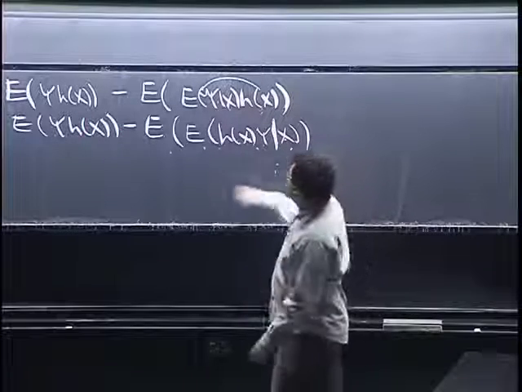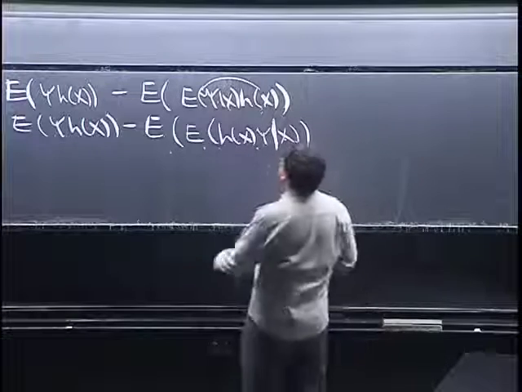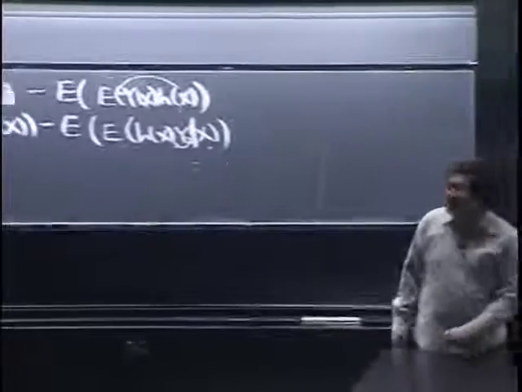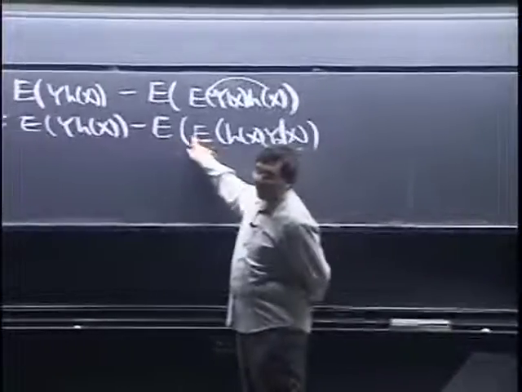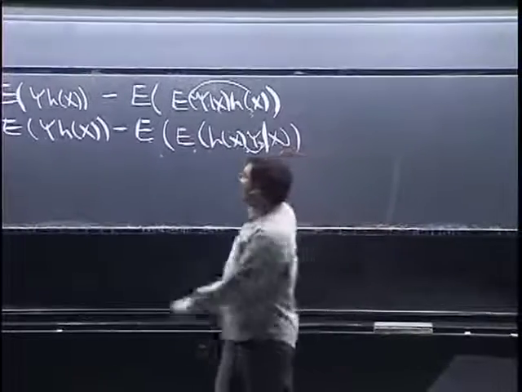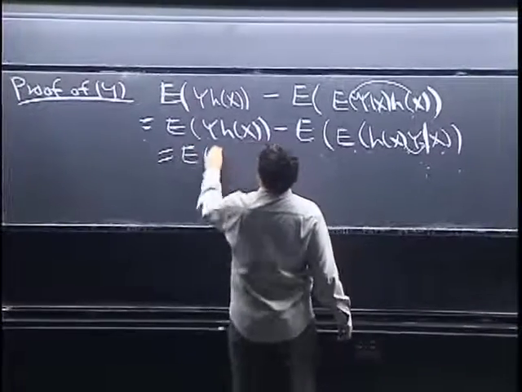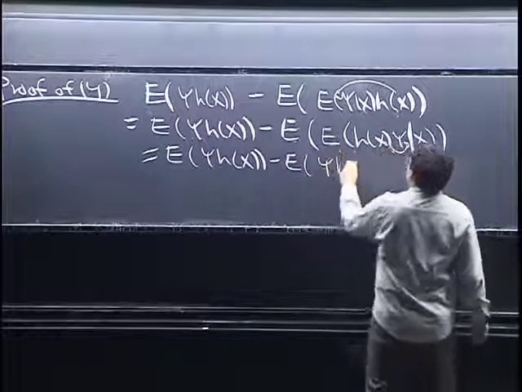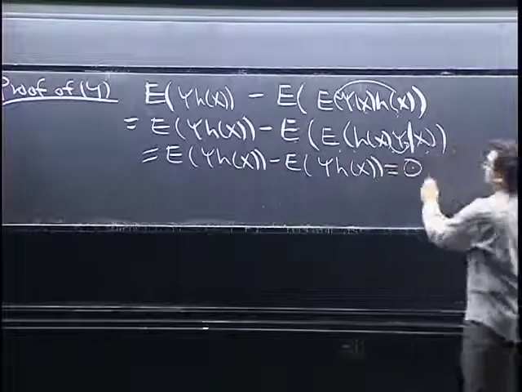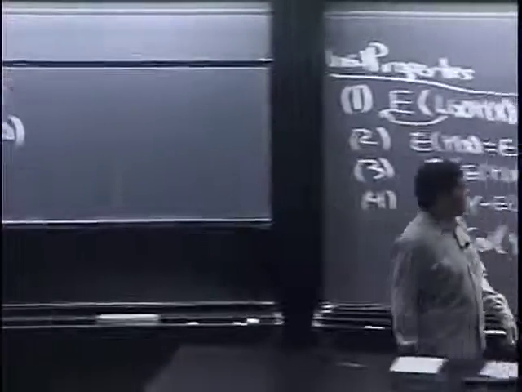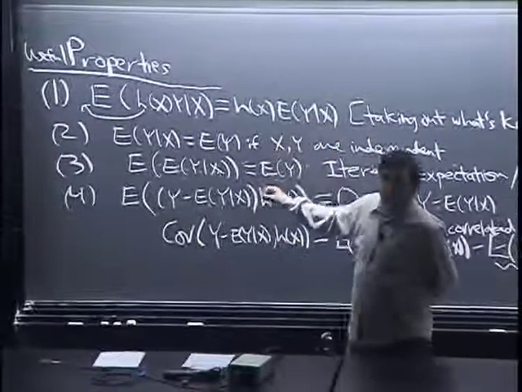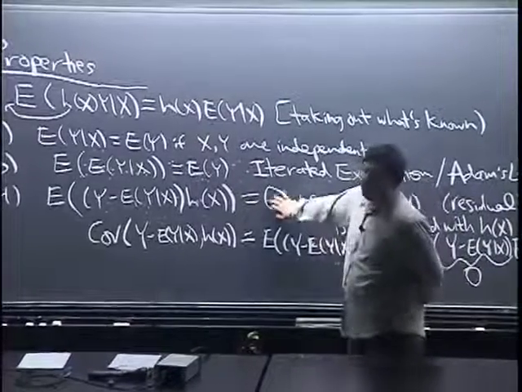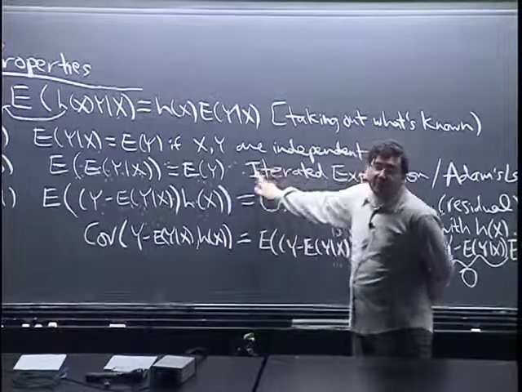Now it's exactly, well, I should have put it back over here. All right, move it over there. That should be y times h of x. So that's of the form where we can apply Adam's law now, right? So that's E of y h of x minus E of y h of x equals 0. Okay, so it's really just linearity, taking out what's known or putting back what's known, and iterated expectation. That proves property 4, assuming iterated expectation.